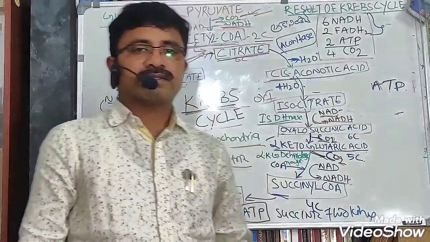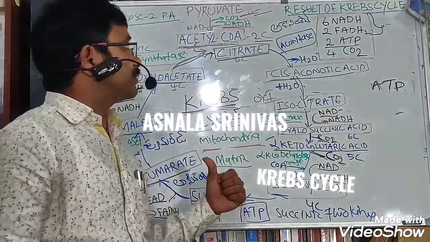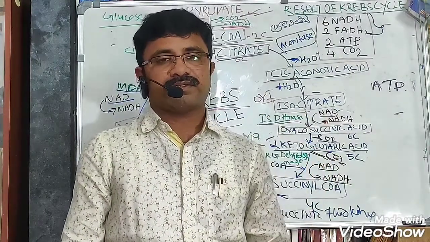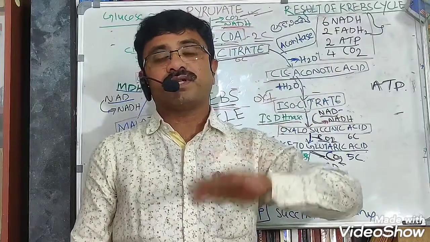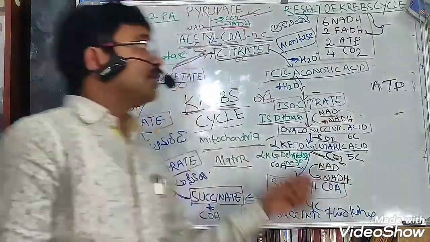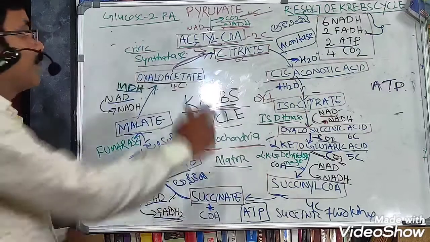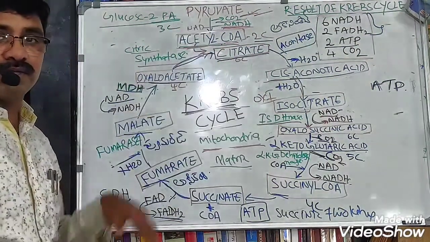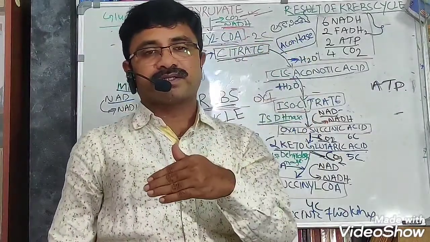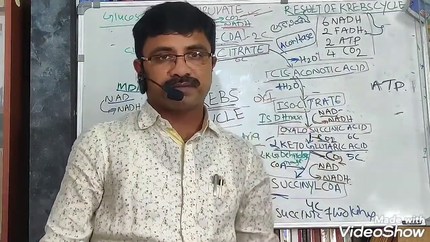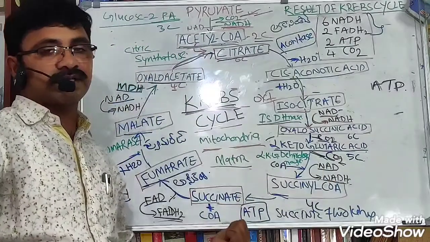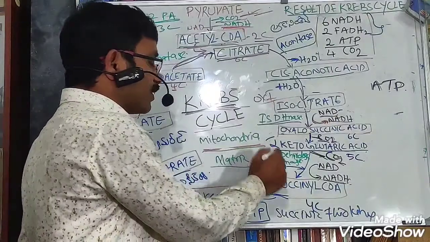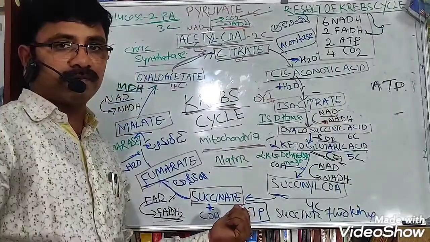Dear students, in this session we are going to discuss the second stage of aerobic respiration. In our previous session we learnt about glycolysis, in which a glucose 6-carbon molecule splits into 2 molecules of pyruvic acid by involving a series of 10 reactions which take place in the cytoplasm. The second stage is the Krebs cycle. The Krebs cycle takes place in the mitochondria, in the matrix of the mitochondria.